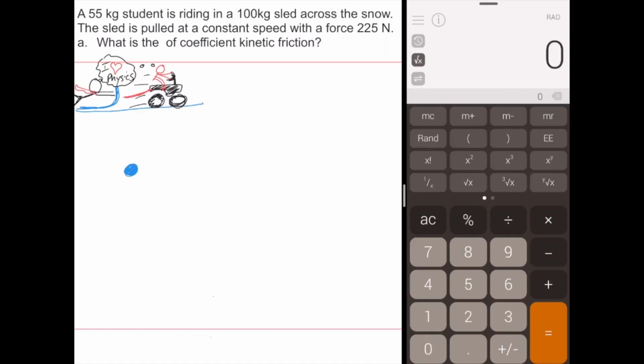Okay, and now since we know that the sled is on planet Earth, we know that the sled is going to have a force of gravity, so let's go ahead and figure that out. Now the important thing to realize with this is that the force of gravity is pulling down on the sled, but it's not just the mass of the sled at 100 kilograms. It's also the student that's riding in it at 55 kilograms. So if we put that together, the total mass of our object is actually 155 kilograms. So to go ahead and figure out the force of gravity, let's do that right now.